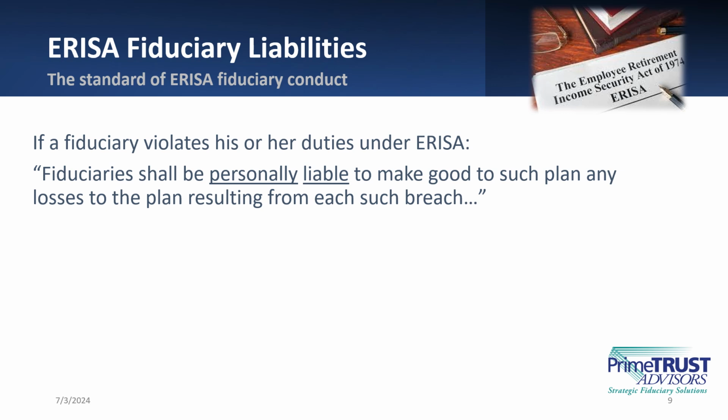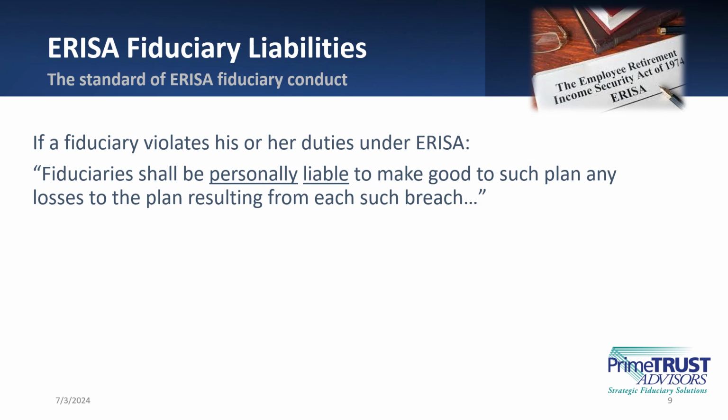ERISA also outlines basic liabilities for plan committees. If a fiduciary violates his duty under ERISA, he shall be personally liable to make good to such plan any losses resulting from such breach. Now let's pause and think about what is being said here in light of what we've covered so far. Fiduciaries are the ones that are liable for investment losses resulting from breaches attributable to imprudent decisions or failure to properly diversify investments.